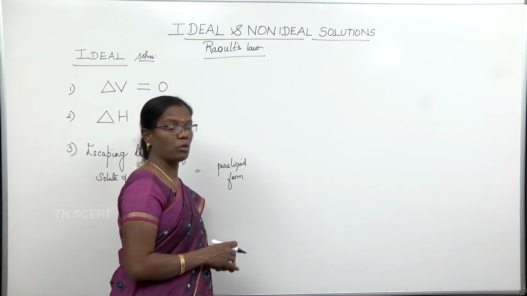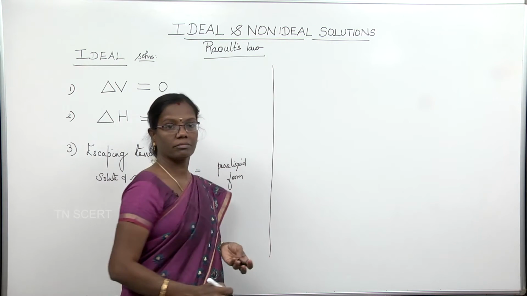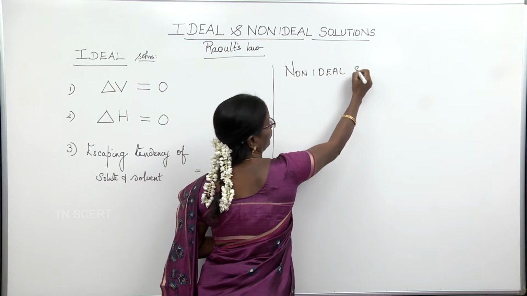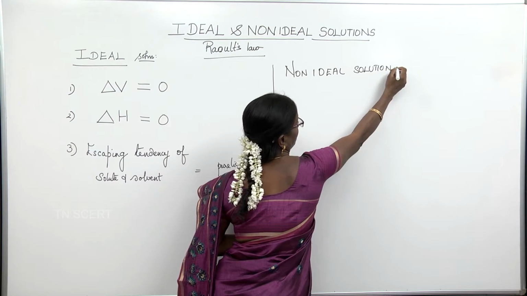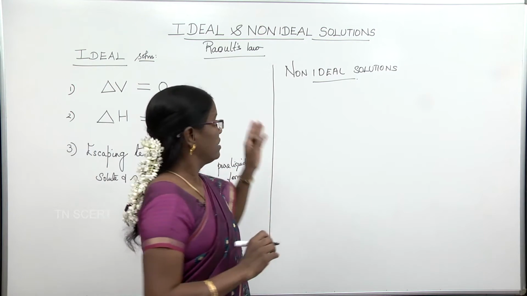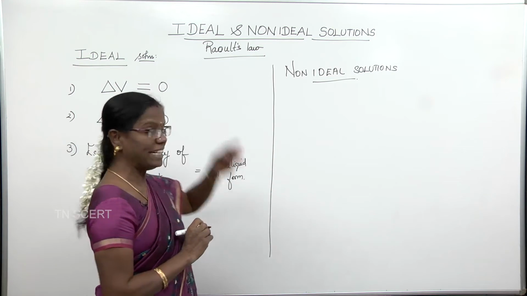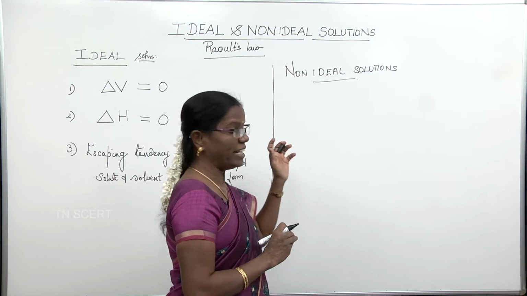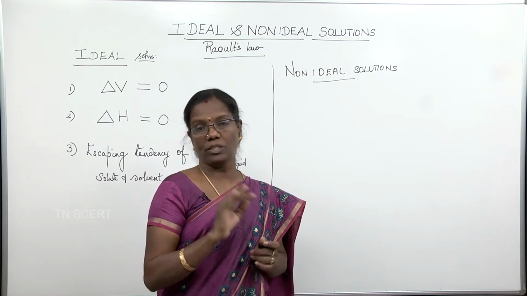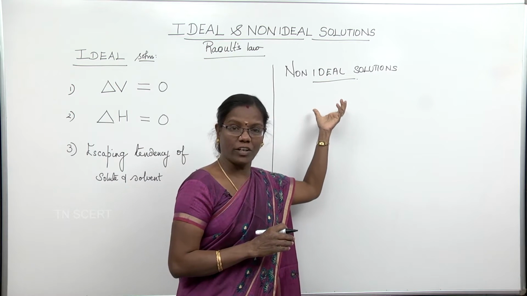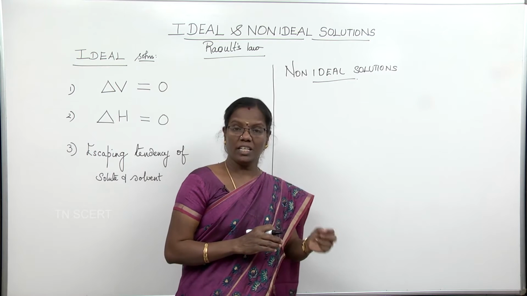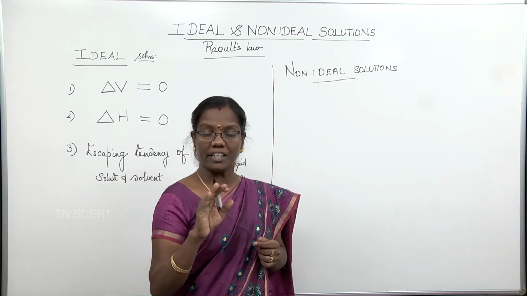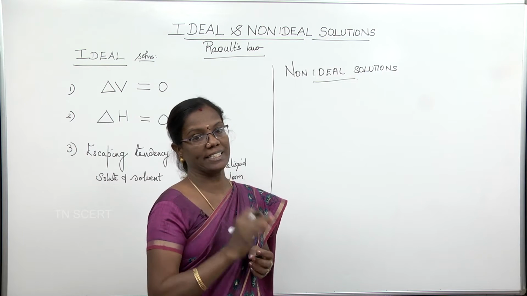Now, let us see about non-ideal solutions. Non-ideal solutions are just the opposite of ideal solutions. Ideal solutions obey Raoult's law, whereas non-ideal solutions do not obey Raoult's law. That is, non-ideal solutions are solutions in which each component, the solute and the solvent, does not obey Raoult's law over the entire range of concentration.